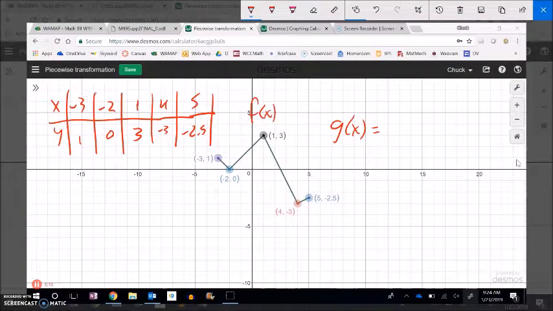Remember, this whole thing is f of x. There it is as a table. There it is as a graph. So g of x is going to be f of x minus 3. So notice what that would do is that would just move the whole thing down 3.